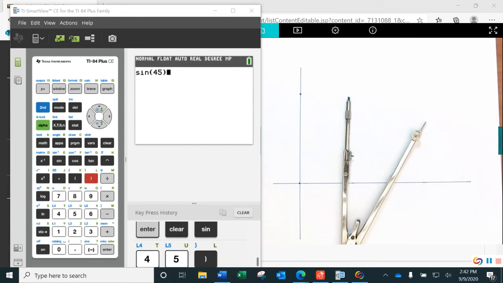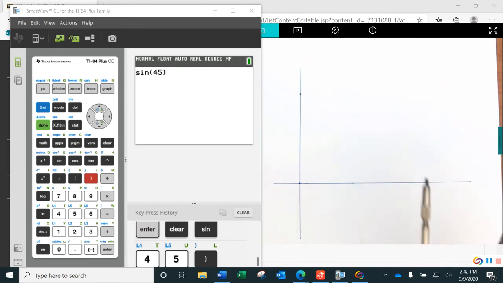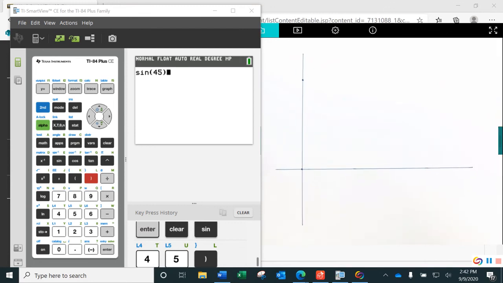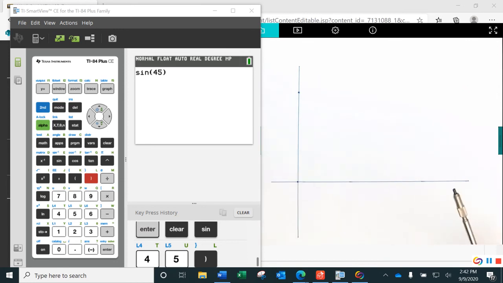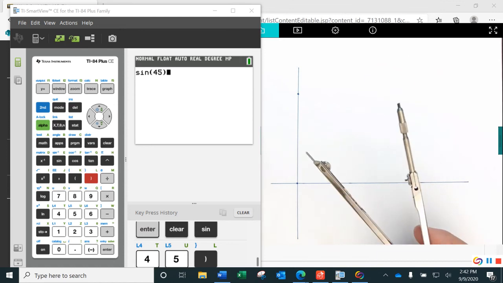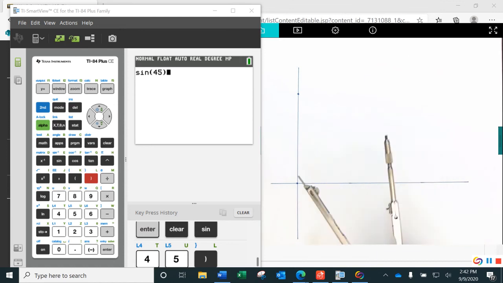Welcome back. This time we're going to create a square. So you can start out with a couple lines intersecting perpendicularly. I'll trust you with that task. And then this part is going to be pretty easy. Open your compass to whatever length you desire.